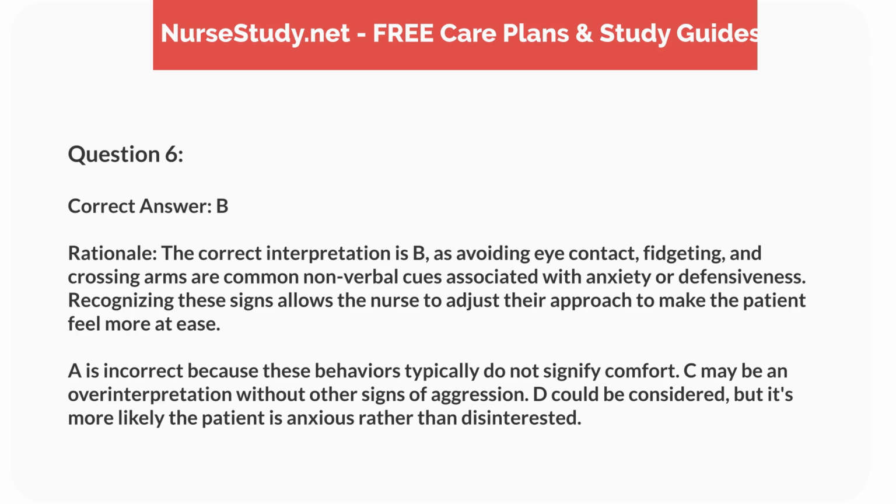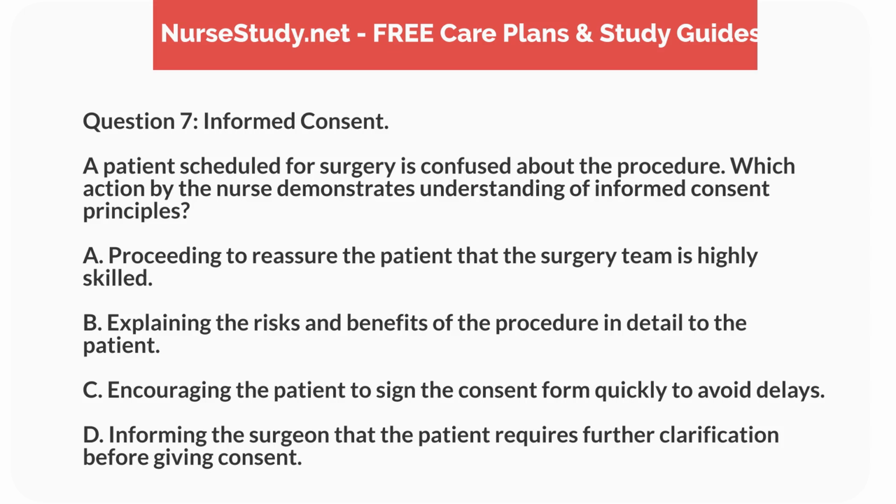Recognizing these signs allows the nurse to adjust their approach to make the patient feel more at ease. A is incorrect because these behaviors typically do not signify comfort. C may be an overinterpretation without other signs of aggression. D could be considered, but it's more likely the patient is anxious rather than disinterested. Question 7. Informed consent. A patient scheduled for surgery is confused about the procedure. Which action by the nurse demonstrates understanding of informed consent principles?